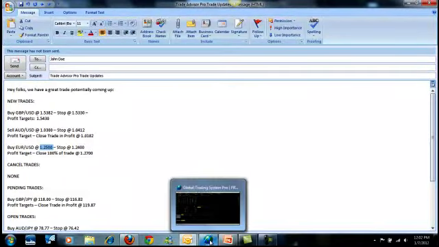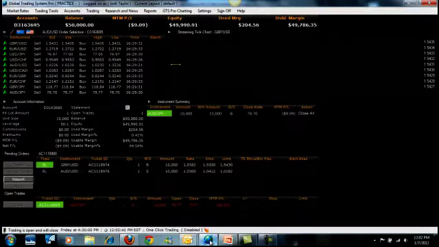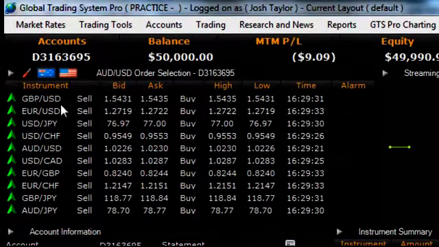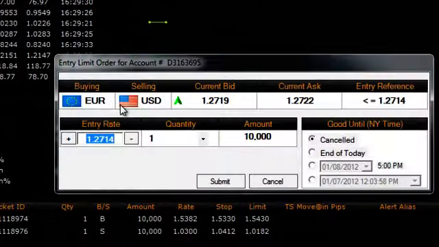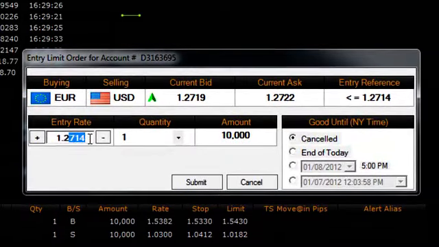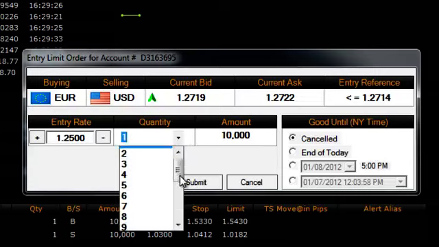So let's go to the FX Solutions software. We're going to find the Euro US dollar, and because we're at 2,719, we want the price to drop down to 2,500. So we're going to do a buy entry limit at 2,500. Okay, now we said that one $10,000 lot is equivalent to $1 in my trading account per lot per pip. So we want to do 10 of those.